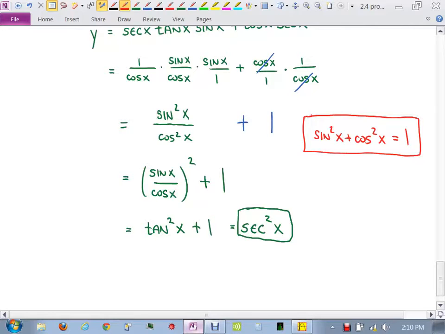How many of you knew that tangent squared x plus 1 was secant squared x? Maybe not. There's a way to get to this formula right here. Does anyone know how to get to that formula from this one?